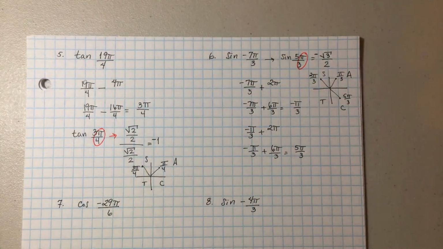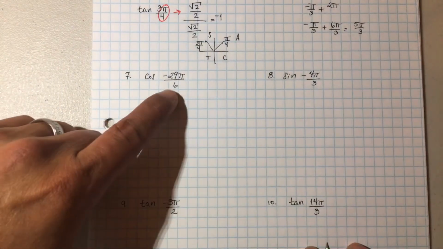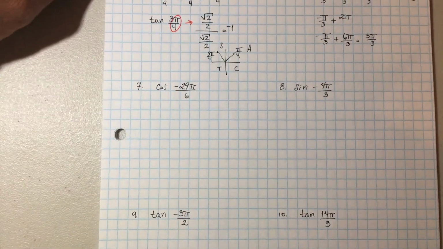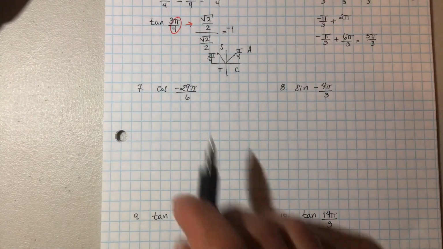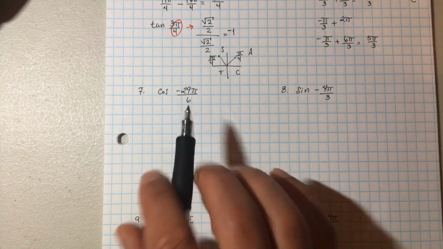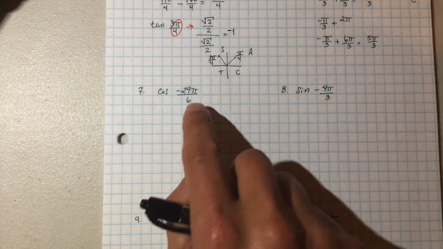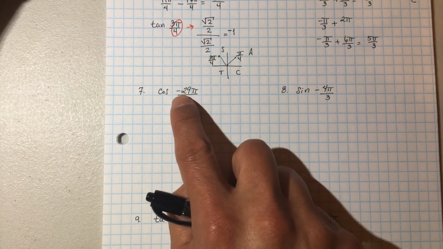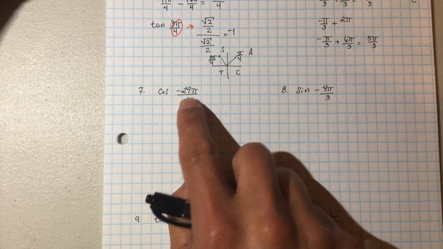All right, let's see if we can do a few more. Get the hang of these. How many times does 6 go into -29? Well, let's see. 4, 5, almost 5 times. So what I'm going to do is actually use 5, because 6 times 5 is 30. And with the -29, that's going to give me a positive.